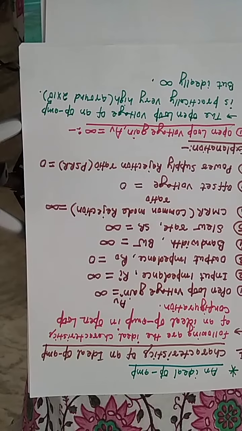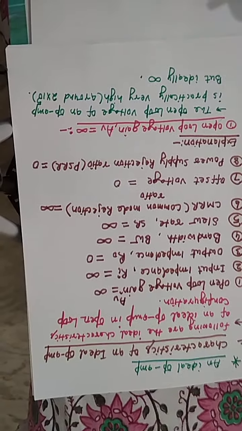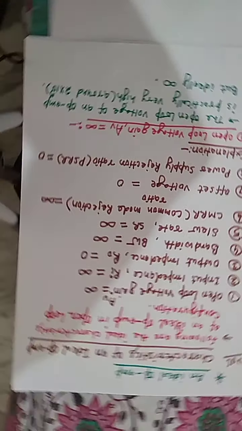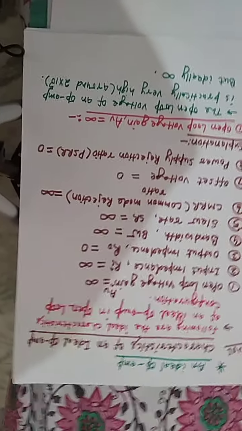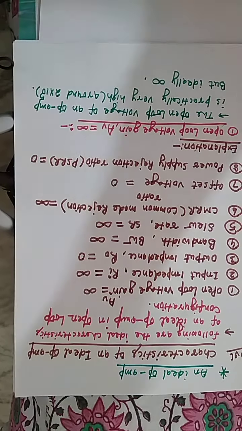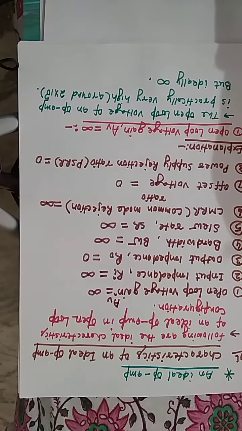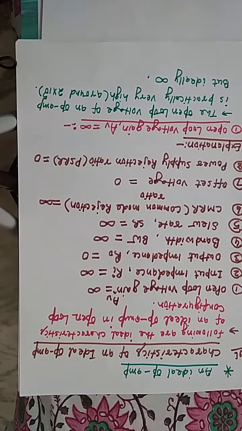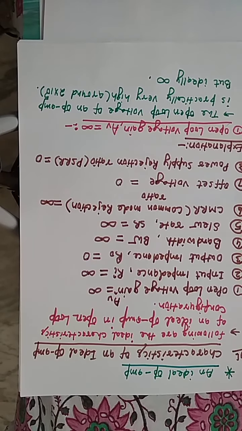Now there are some characteristics of op-amp. There are basically 8 characteristics, in open loop configuration. So guys, you need to remember these 8 characteristics. This is called the ideal characteristics of an op-amp.